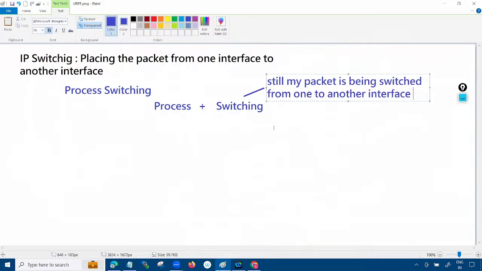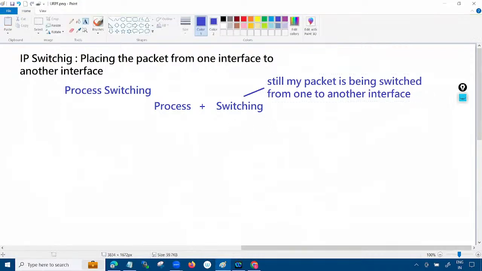But here the word is saying process. Process means your router is taking a huge number of CPU cycles to process the packet. So in process switching, what happened?